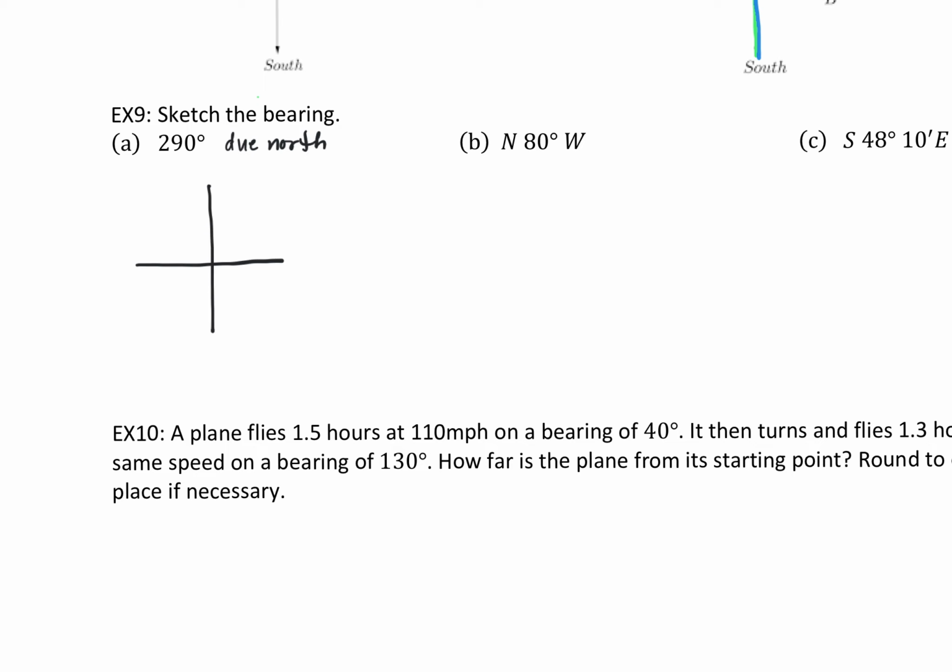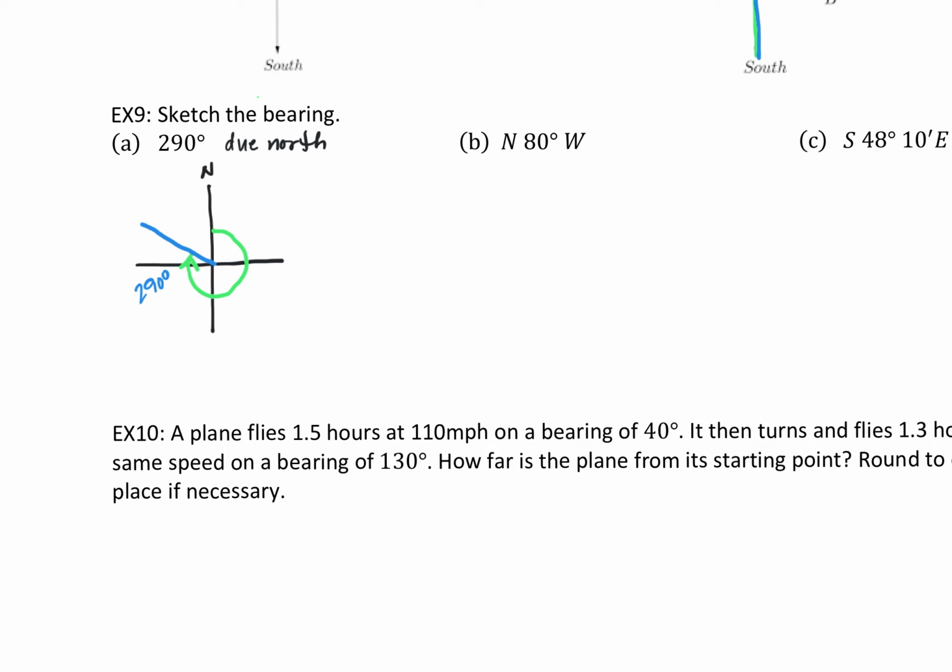If I'm going 290 degrees, remember we're starting at north and we're moving around from north. So that would be a 90, 180, 270, and a little bit more. And then this would be the sketch of my bearing. And I've gone this direction clockwise. I should label my angle, which would be 290 degrees. So this is 290 degrees due north.